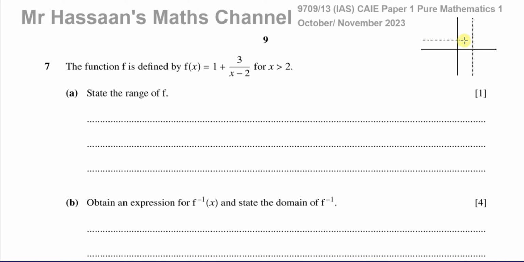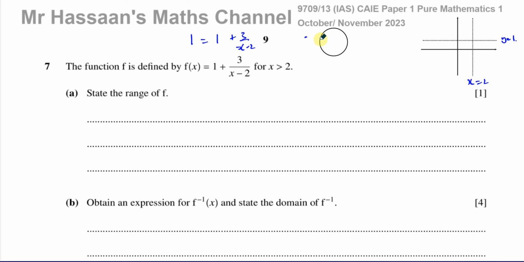Okay, so that's x equals 2 and y equals 1. We can think of it as y equals 1 because when we replace the y with 1, you end up with something like this. If you try to solve this equation, you need to add 1 to both sides. You end up with 0 equals 3 over x minus 2. If you multiply both sides by x minus 2, you end up with something which doesn't make sense. It's a contradiction. So when y equals 1, you get a contradiction. So y equals 1 is an asymptote, meaning the graph can never touch that line.